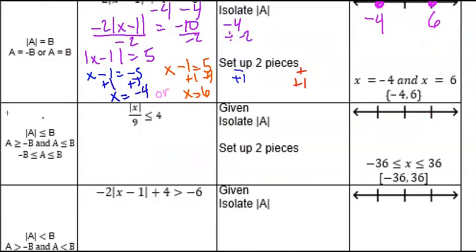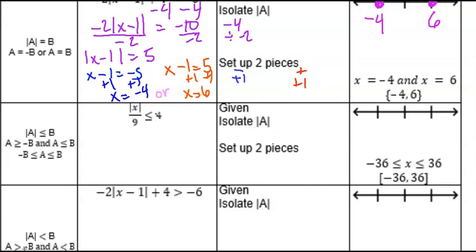Let's look at the second one. This type is the absolute value of A is less than or equal to B. When you have that, it's an "and" compound inequality, with A is greater than or equal to negative B, and A is less than or equal to B. You could also write that as negative B is less than or equal to A is less than or equal to B. We have the absolute value of x divided by 9 is less than or equal to 4. So that's your given inequality.